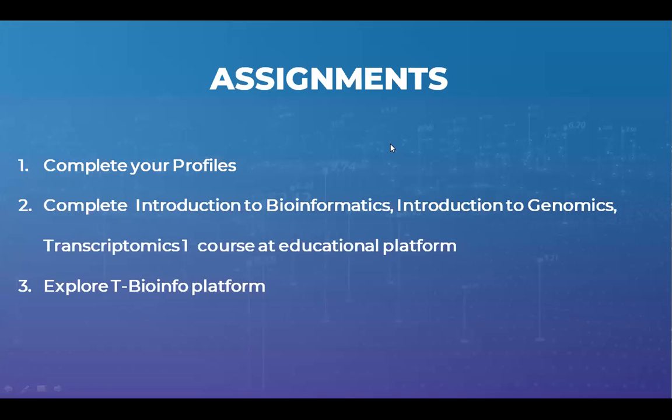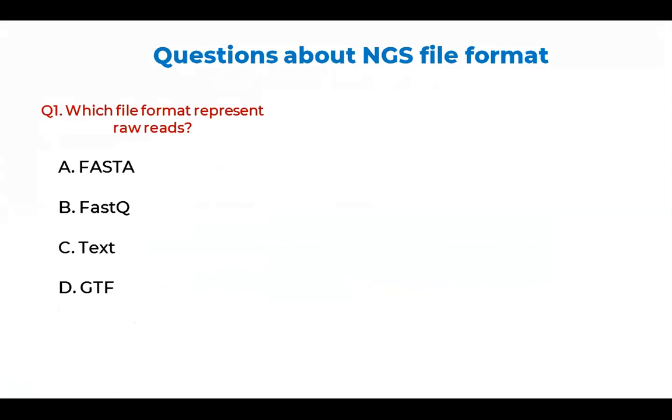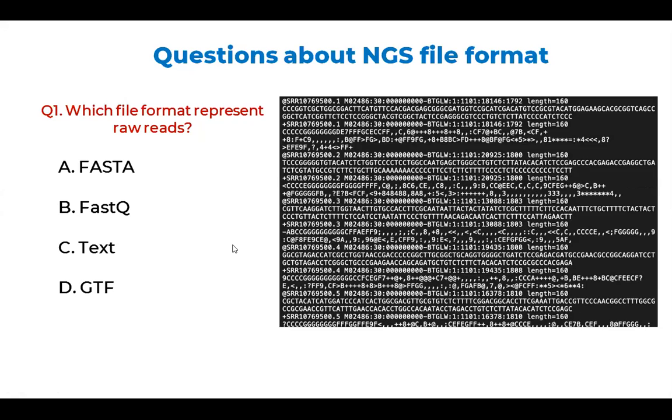So now let me ask a few questions. Let's see how much you learned in the last session. The first question is, which file format represents the raw reads? A, FASTA, B, FASTQ, C, text format, D, GTF format. Just post your answer in the chat box. Sai Kabiri is saying FASTQ. Yes, most of you are correct. It is B, that is FASTQ. It contains raw reads as well as the quality score for each nucleotide present in a sequence.